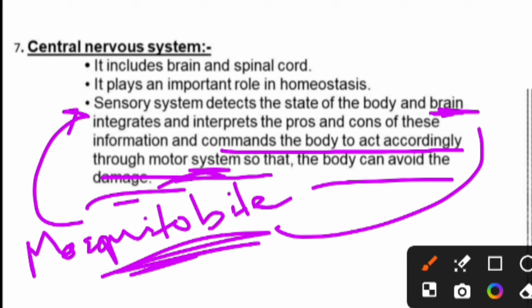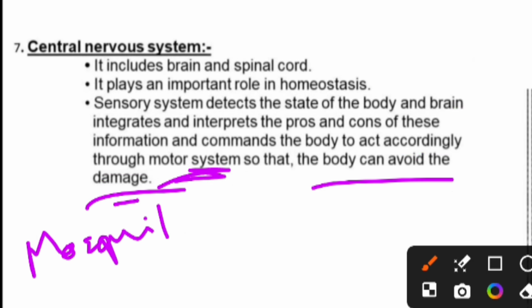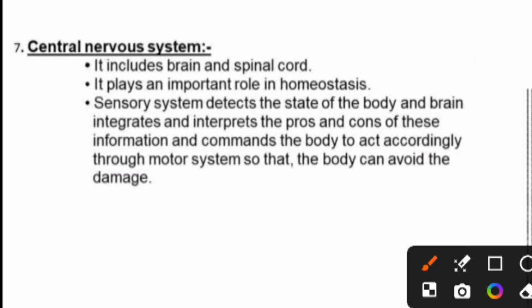Then the components of the homeostatic system. First, sensors or detectors. The sensors and detectors help to recognize the deviation or any problems.